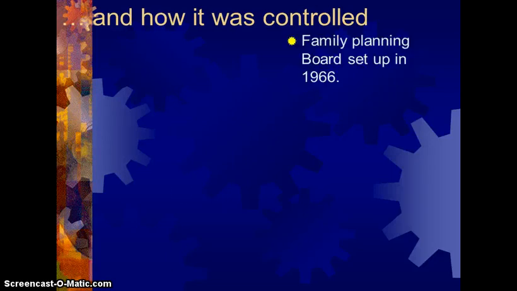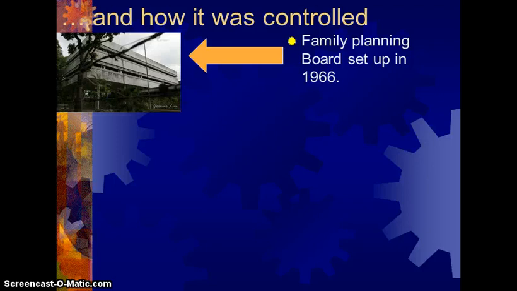And what did the government do to control the population that was growing so quickly? Firstly, the Family Planning Board was set up in 1966. This board was set up with the sole aim of trying to find ways and measures to control the growth of population. Now this is the old building. This building is the old family planning building down in Dunearn Road, somewhere near Newton. It has now become the National Cancer Society building.